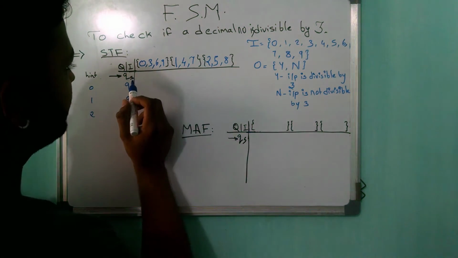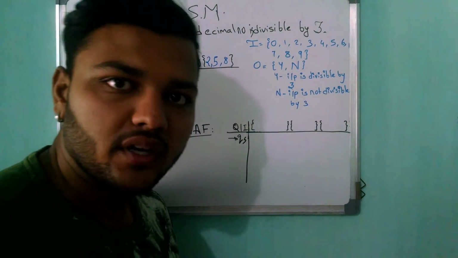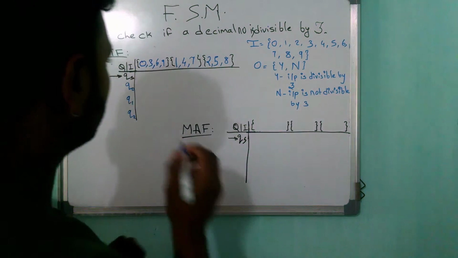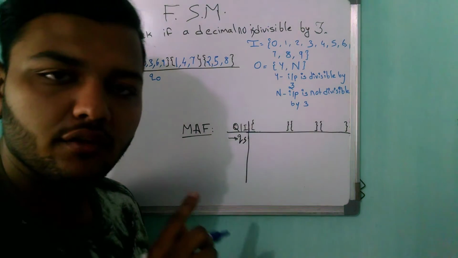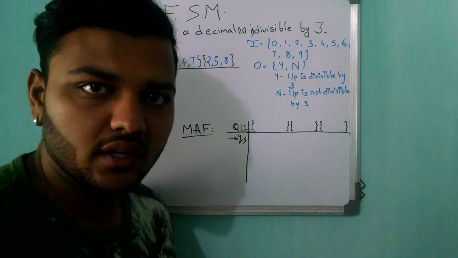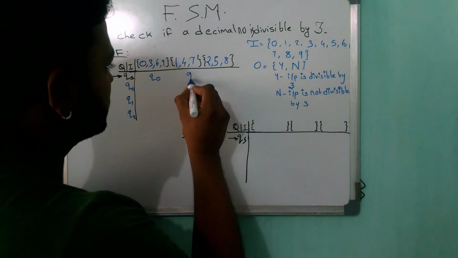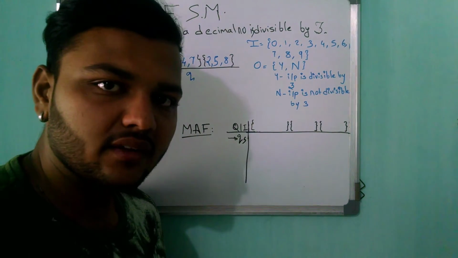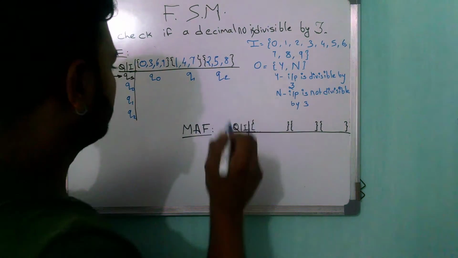Like at the start, we get 0369 as the input. We divide it by 3, and what will be the remainder? The remainder will be 0. So we'll go to Q0. So I write here Q0. Next, we get 147 as the input. We divide it by 3. What is the remainder? 1. So we go to Q1. So I write here Q1. 258, we divide it by 3. We get the remainder as 2. So we go to Q2. So I write here Q2.